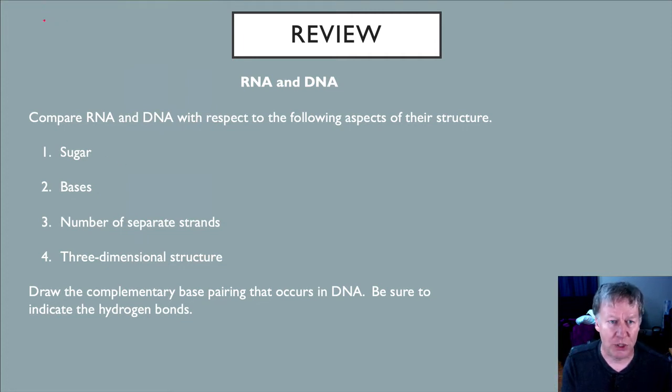So our first question here, compare RNA and DNA with respect to the following aspects of their structure: sugar, bases, number of separate strands, and three-dimensional structure. And then finally, draw the complementary base pairing that occurs in DNA. What nucleotides pair up with what nucleotides? And be sure to indicate the hydrogen bonds that are appropriate. Okay, go ahead and pause the video now, and as soon as you've answered these to the best of your ability, come on back and we'll discuss the answers.